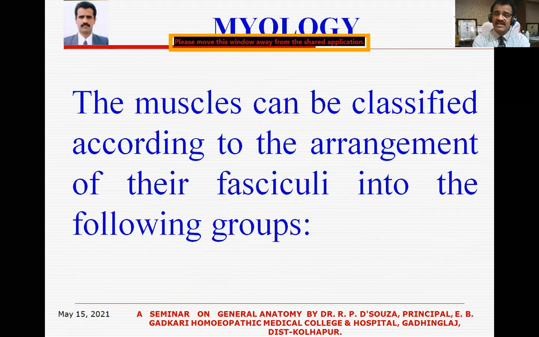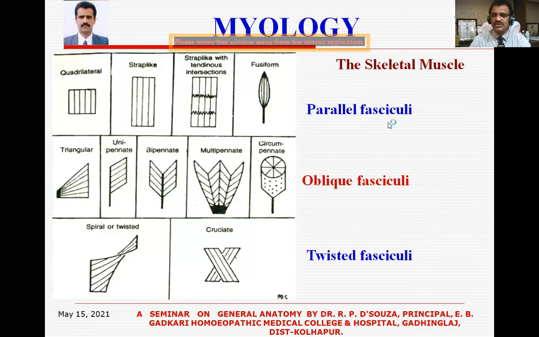Muscles can be classified according to the arrangement of their fasciculi into the following groups. Now we'll see what fasciculi are. Here is an image of fasciculi. Fasciculi are bundles of muscle fibers. The muscle is quadrilateral in shape. So if there is a muscle of this shape, we call it quadriceps, or we can call it quadratus. So there is a pronator quadratus here. Quadrilateral in shape will give you quadriceps or quadratus.